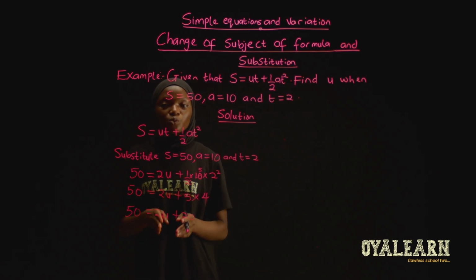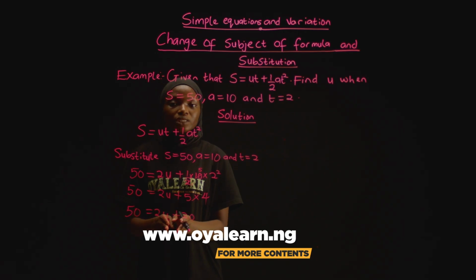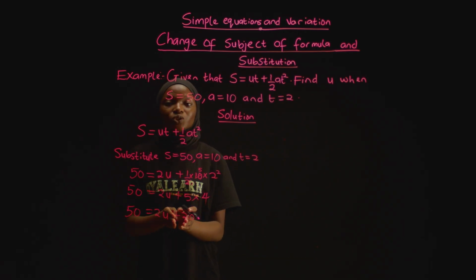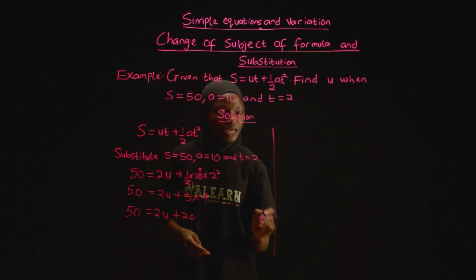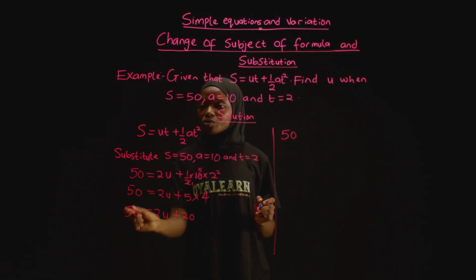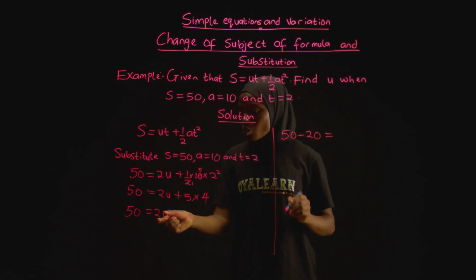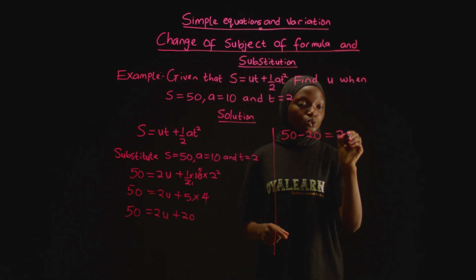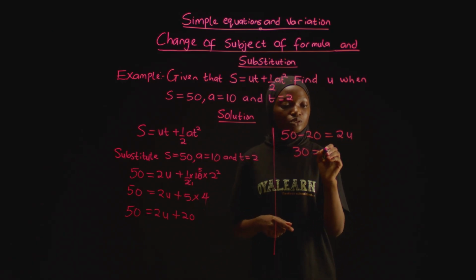And from here, we'll make only 2u be on this side, and take any other thing attached to it to the other side. What's attached to it is plus 20, so we bring it to this side. And we have 50, what we have at this side initially, minus 20 coming back to this side, equals what is remaining at this side, 2u. So 50 minus 20, here we have 30 equals 2u.